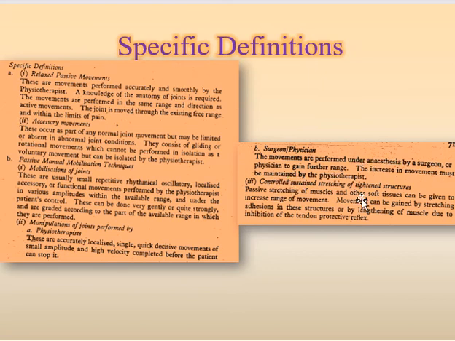Controlled, sustained stretching of the tightened structures. Passive stretching of the muscles and other soft tissues can be given to increase range of movement. Movement can be gained by stretching adhesions in these structures or by lengthening the muscles due to inhibition of the tendon protective reflexes. So basically, we use passive stretching of the muscles to increase range of movement.